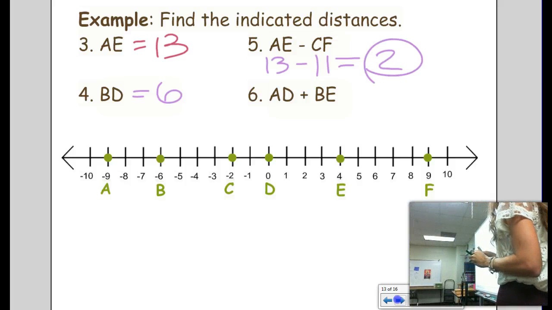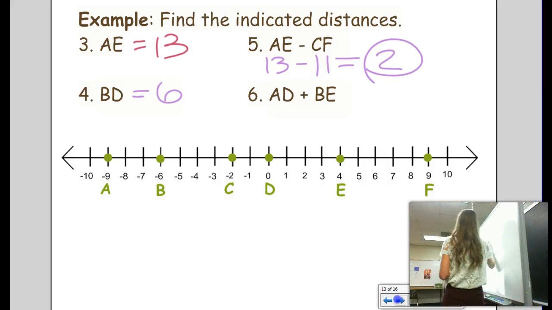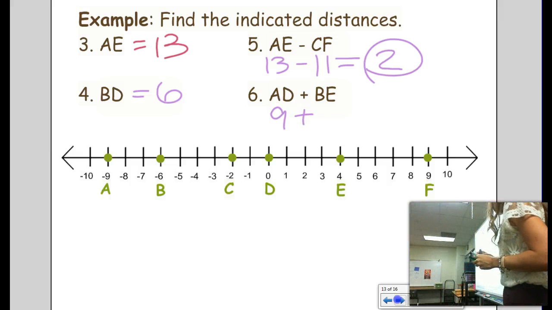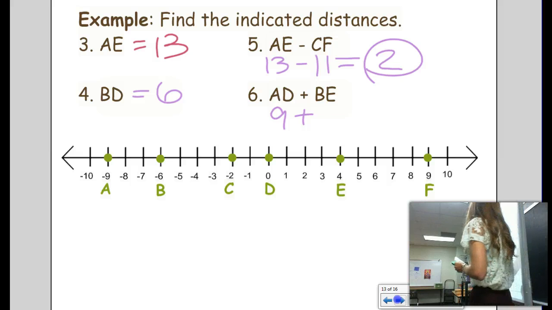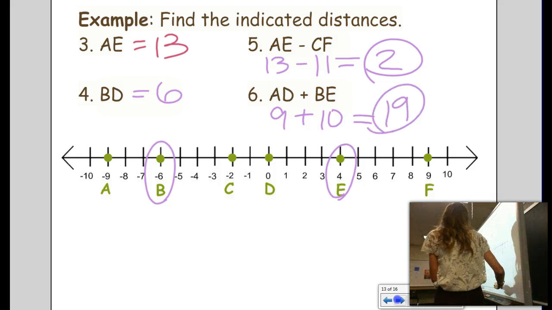All right, number 6. How long is AD, everybody? 9, because it's 9 and 0. We love when the other number's 0. BE. 4 and 6. 10. Yeah. Should be 10. 9 plus 10. Okay. We like this stuff.